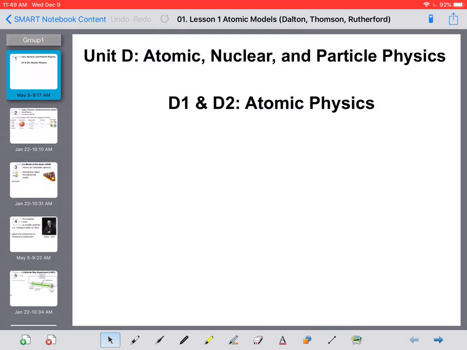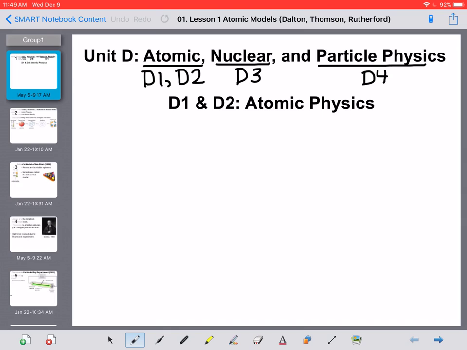Okay, so this is Unit D, Atomic, Nuclear, and Particle Physics. In Unit D, there are 4 outcomes. The atomic physics part is outcomes D1 and D2. The nuclear physics part is D3, and then the particle physics part is D4.